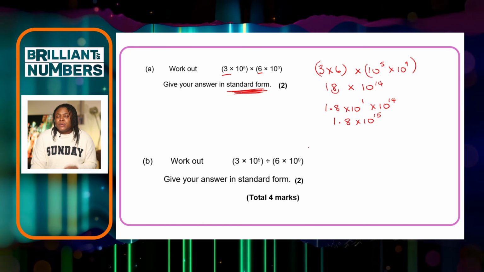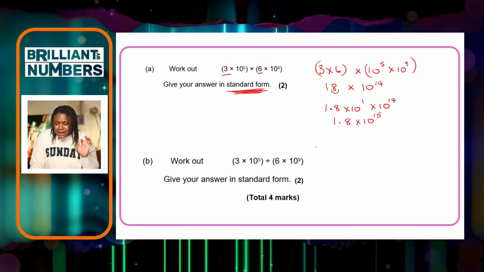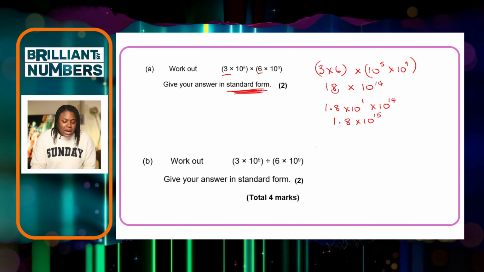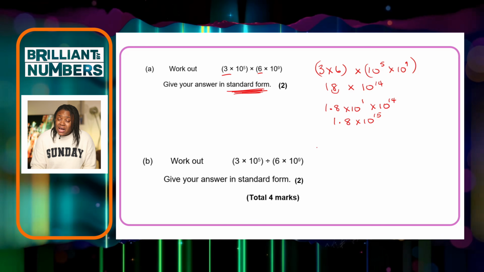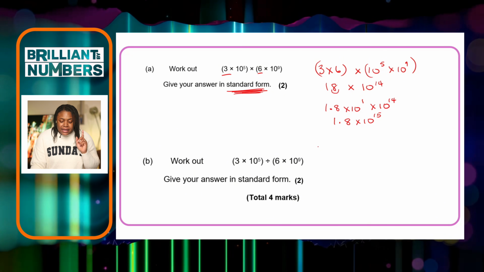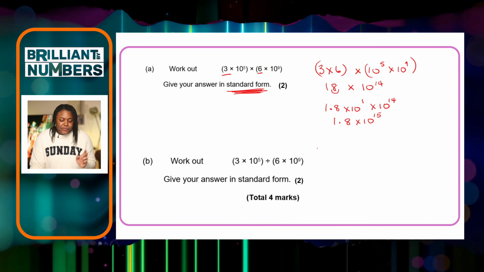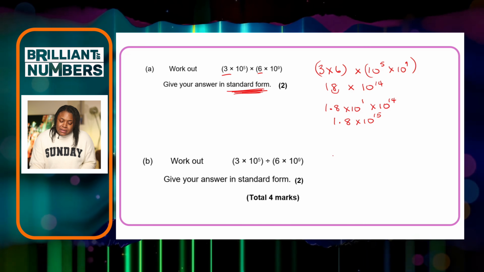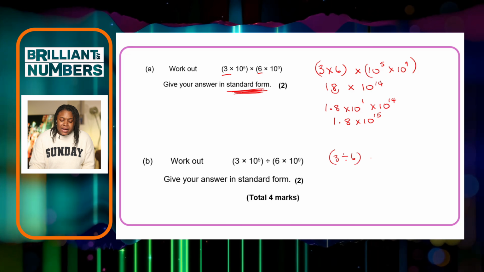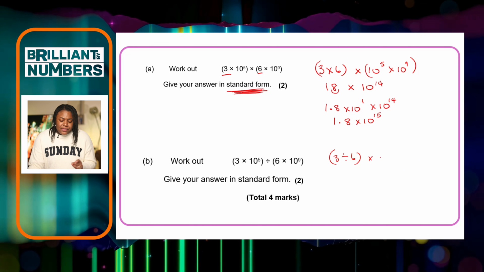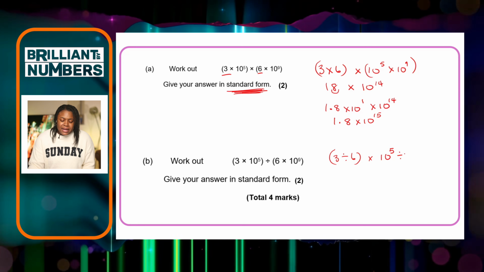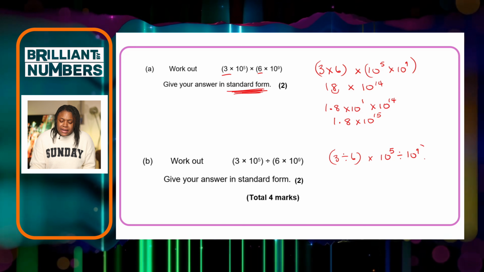Now we're moving on to a division where the same principle applies. Collecting my like terms. So work out 3 times 10 to the power of 5 divided by 6 times 10 to the power of 9. Give your answer also in standard form. So collecting my like terms, remember this time I'm dividing. So 3 divided by 6 in one bracket times by, in the other bracket, 10 to the power of 5 divided by 10 to the power of 9.